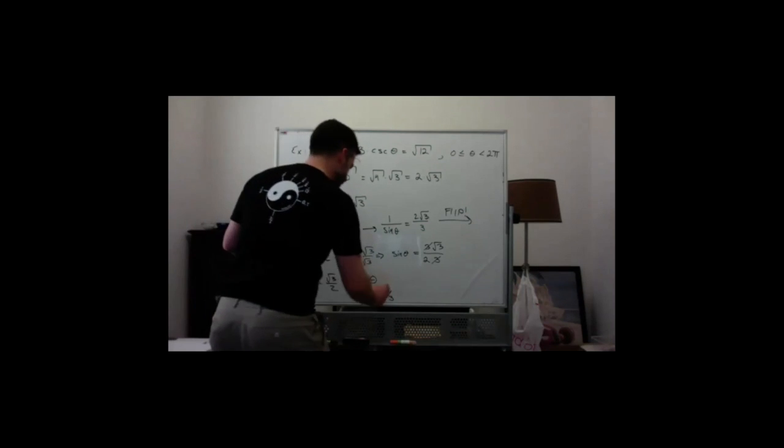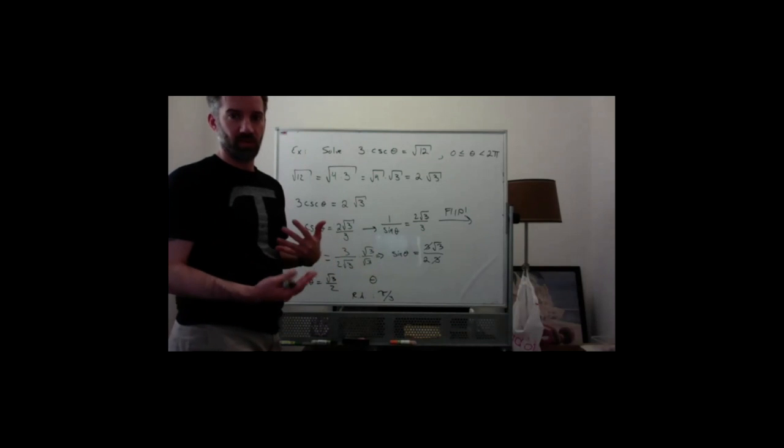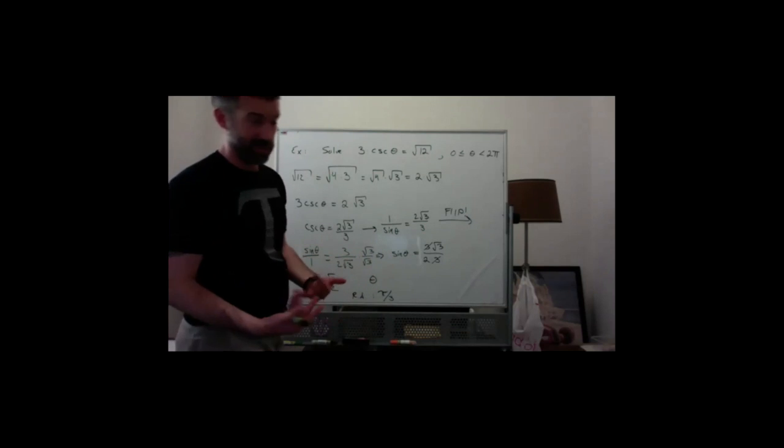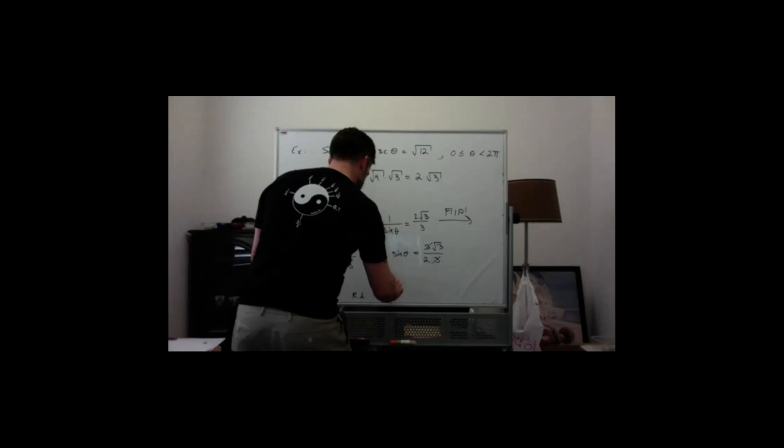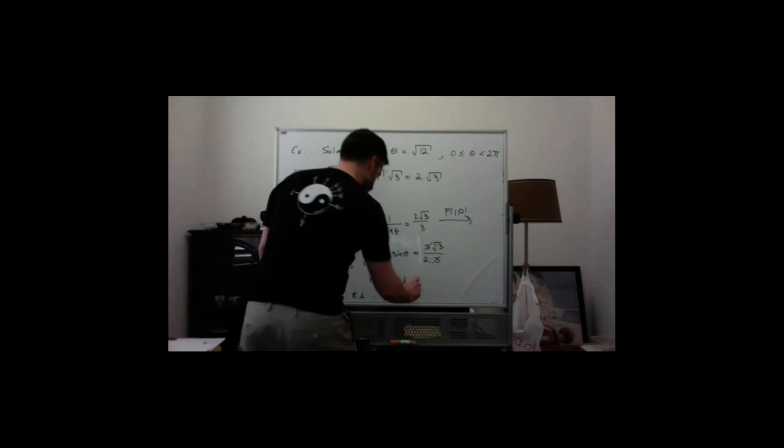So that's a nice thing. If you're in quadrant 1, your reference angle is just one of your answers. So we're going to get pi over 3, and in quadrant 2, we're going to get 2 pi over 3.